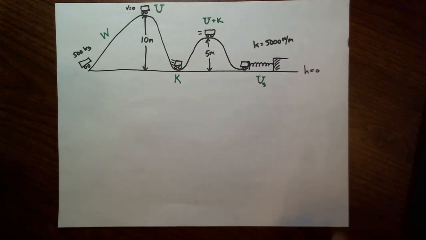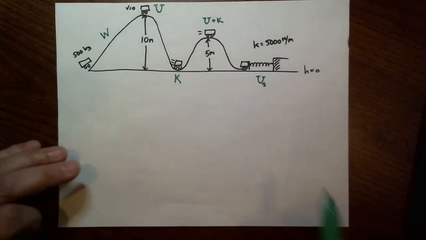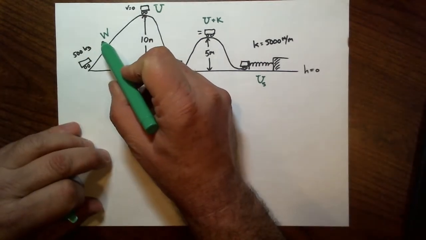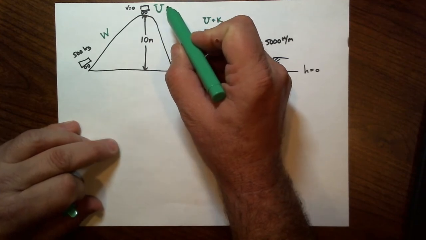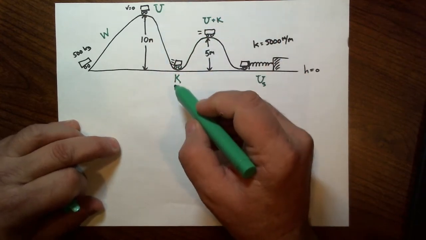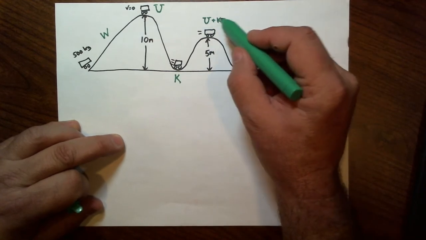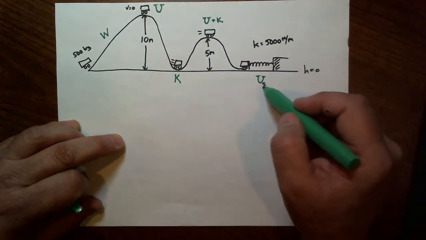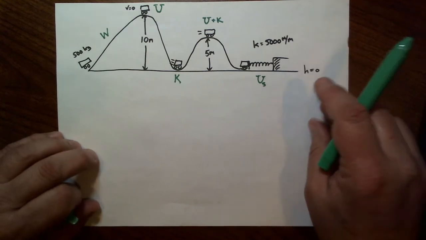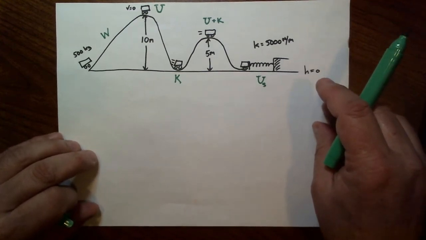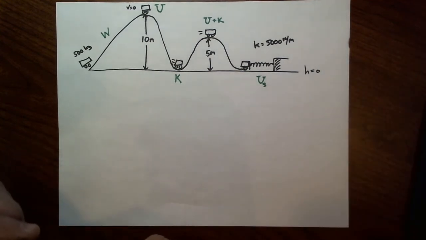Okay? The whole point of the law of conservation of energy is that the amount of work done here will be exactly equal to the potential energy at the top of the first hill, will be exactly equal to the kinetic energy at the bottom of the first hill, will be exactly equal to the sum of two energies here, and exactly equal to the energy stored in the spring when we finally bring the car to a stop. So, we can try to figure out what that is.